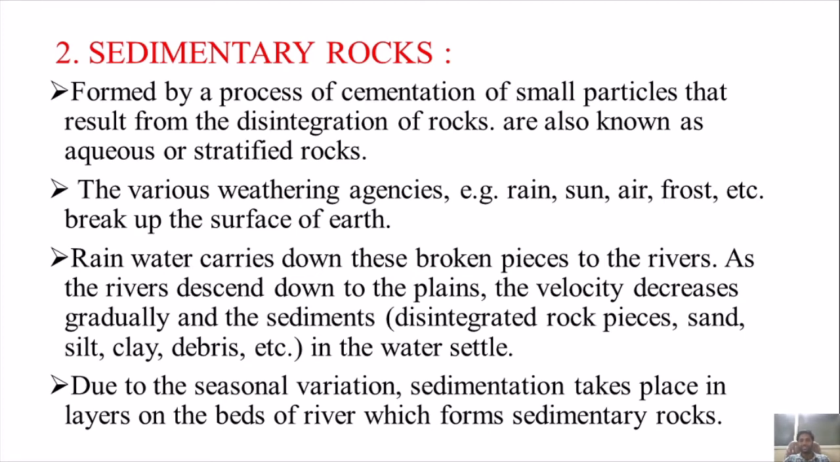The various weathering agents such as rain, sun, air, frost, etc. break up the surface of the earth, especially the primary rocks. Then these particles will deposit at a certain place. This deposition, again with high pressure and temperature, will become a rock. That rock is said to be sedimentary rock. Rainwater carries these broken pieces towards the river. As the river descends to the plains, the velocity decreases gradually and sedimentation takes place.